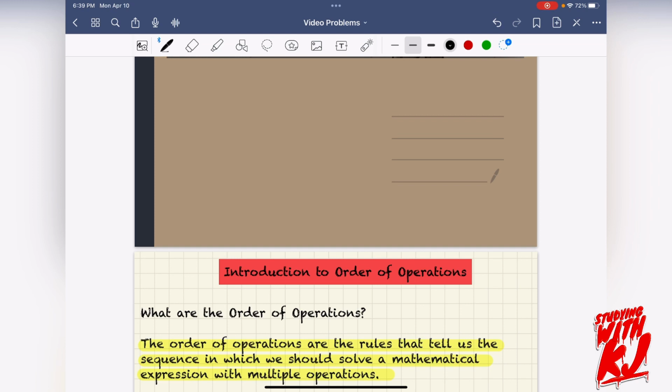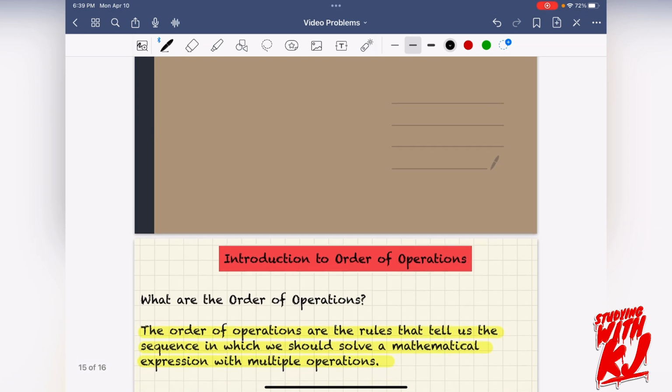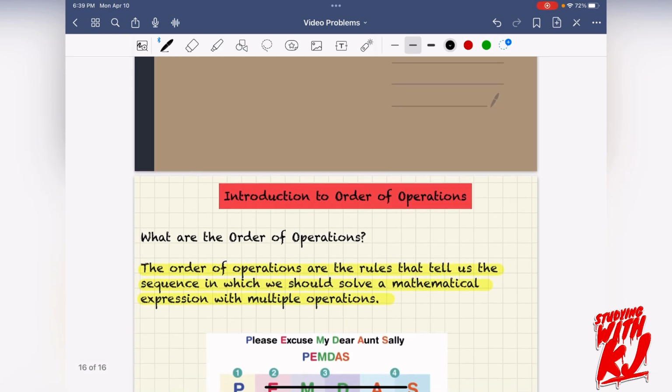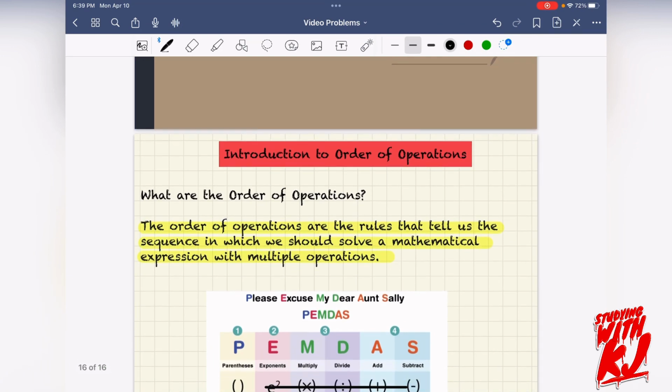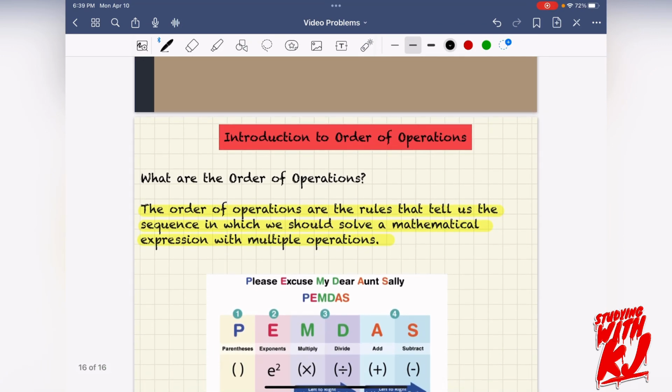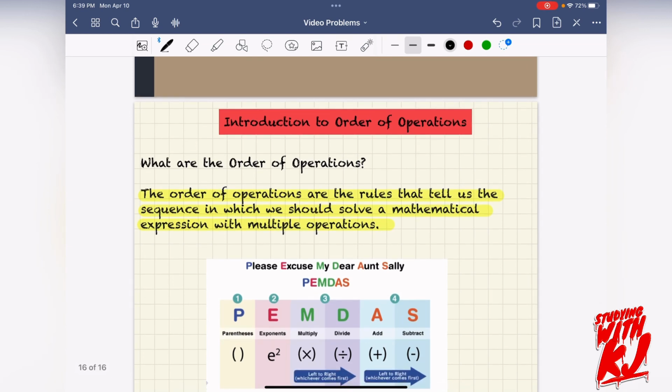Now, in order to correctly solve a mathematical expression with multiple operations, there are some rules we need to follow. If you look below our definition, I have an illustration of the acronym PEMDAS. We use this acronym to correctly solve multiple operations within a mathematical expression in the correct order. If you are having trouble remembering the acronym PEMDAS, you can remember the phrase, please excuse my dear Aunt Sally. If you can remember that phrase, which is pretty simple to remember, then you can remember the acronym PEMDAS.